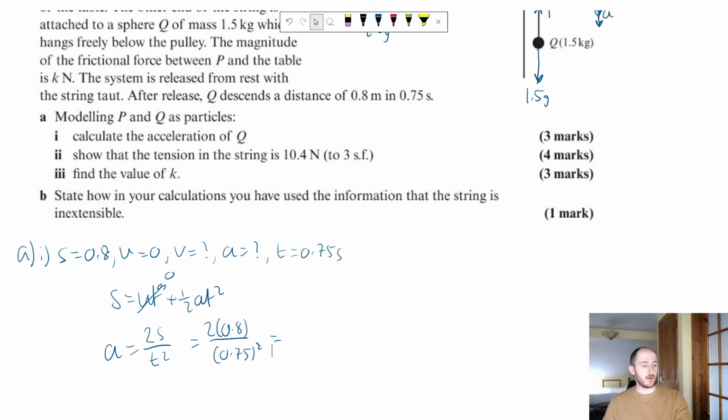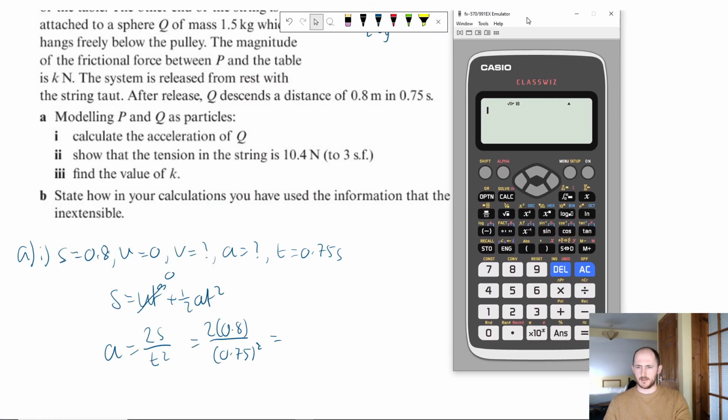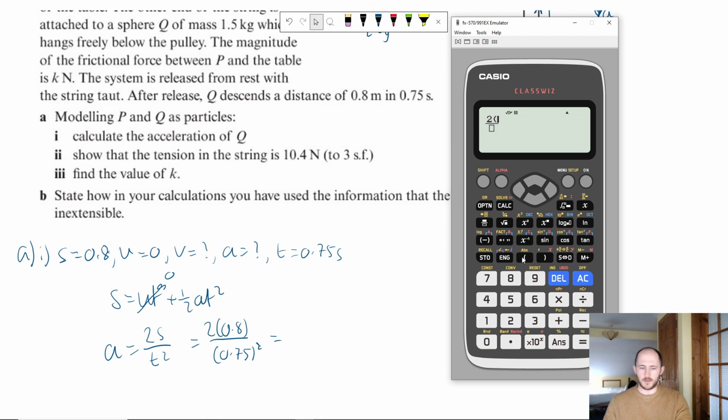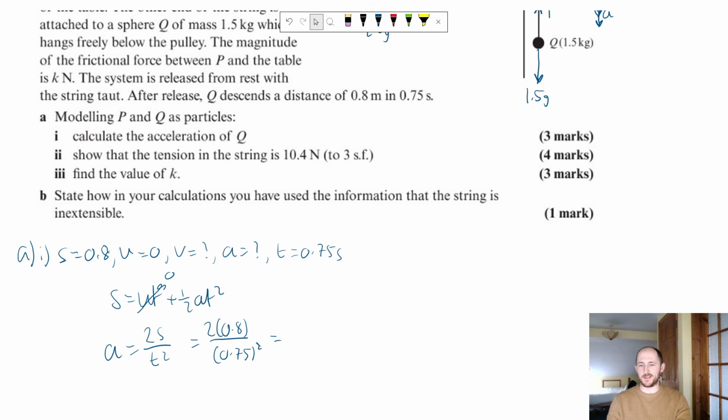Let's have a look and see what happens. 2, 0.8, close brackets, 0.75 all squared. That gives me an answer of, oh god, 2.84 meters per second squared. 3 marks! 3 bloody marks. It's not bad, is it? Not bad at all.